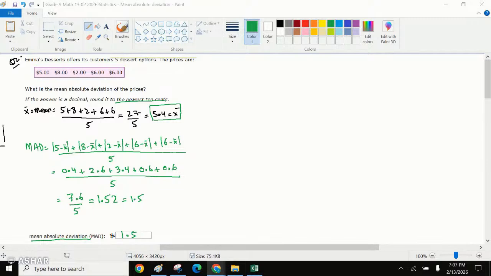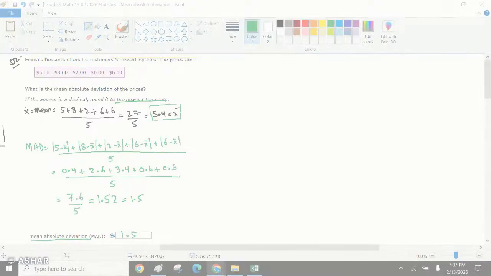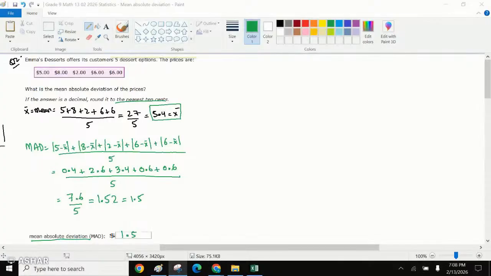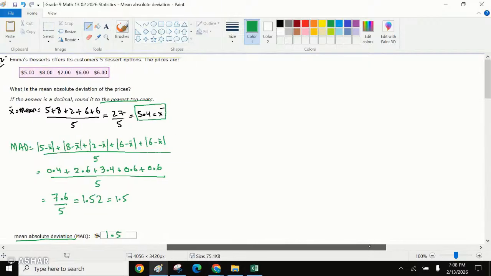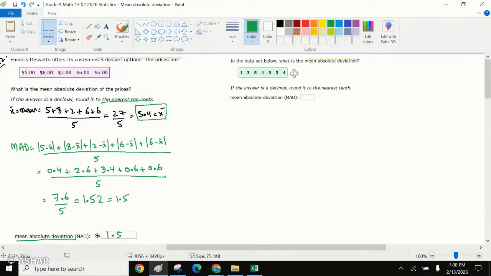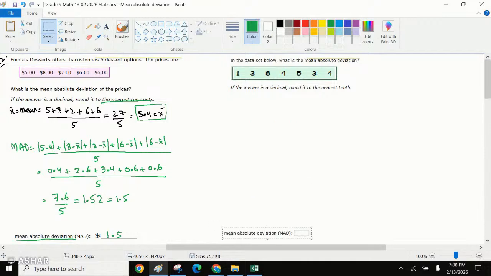Okay, moving ahead to the next question. The next question says, for the data set below, what is the mean absolute deviation? And the information is provided to us. Some questions are given to us. We'll look at question number 3, and we will process this information. This was the mean absolute deviation, and this will be our answer.